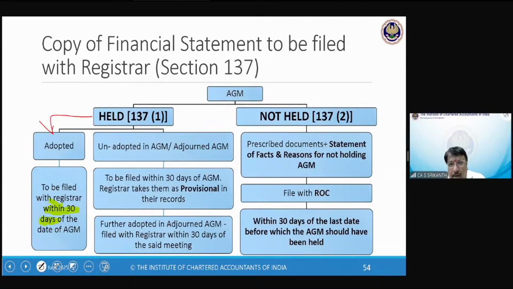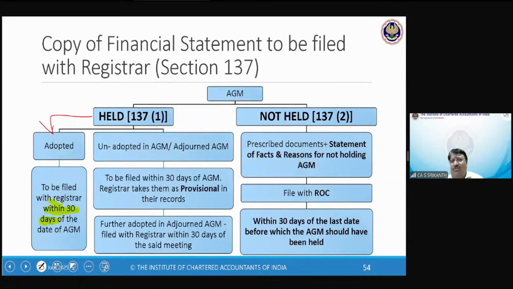When the AGM is not held, within 30 days you should file the financial statement. Even though you have not held it, you should file the financial statement along with the statement of facts and reasons for not holding the AGM. It should be done within 30 days of the last date before which the AGM should have been held. See, normally the AGM should be held within 6 months from the end of the financial year, 31/3. So by 30th September you have to hold it. Till 30th September, you have not held the AGM. Whether accounts are audited or not, we don't know. But you have to file the financial statement along with the reasons for not holding.